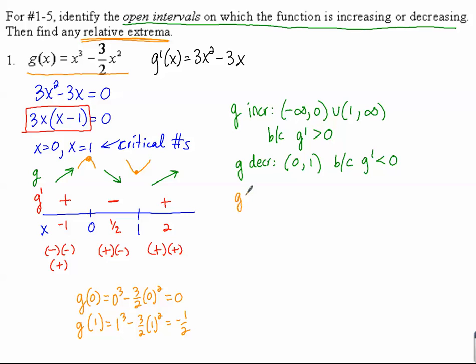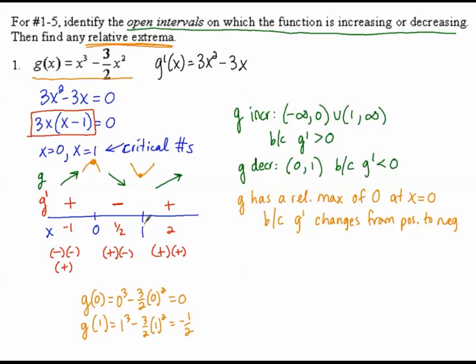So I'm going to say G has a relative max. The max is the y value, and the y value is 0. So the relative max of 0 at x equals 0. And then I have to use my derivatives to tell why, because G prime changes, the derivative changes from positive to negative.